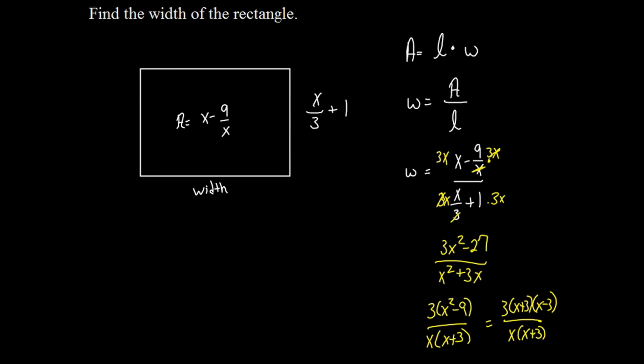And then we'll just cancel our common term. So our common term here will be x plus 3, and then we'll rewrite everything else as our solution. Our finalized solution in this case will be 3 times (x minus 3) all over x. So our width is 3 times (x minus 3) over x.